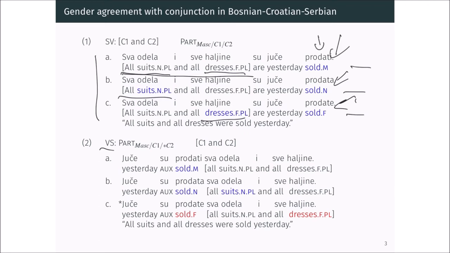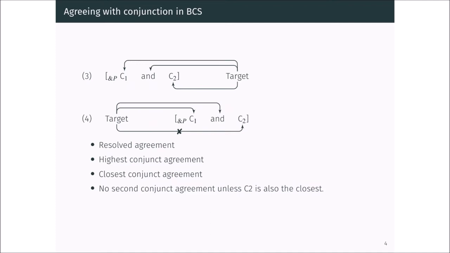In verb subject order, the past participle can still show masculine agreement. It can show neuter agreement because the neuter conjunct is both the highest and the closest conjunct. But crucially, it cannot show feminine agreement here with the second conjunct in the VS order because the second conjunct is neither the highest nor the closest conjunct. So for both the SV order and the VS order, BCS really has three strategies on agreement.